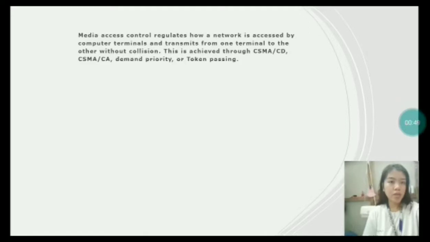Media access control regulates how a network is accessed by computer terminals and transmits from one terminal to the other without collision. This is achieved through CSMA/CD, CSMA/CA, demand priority, or token passing.